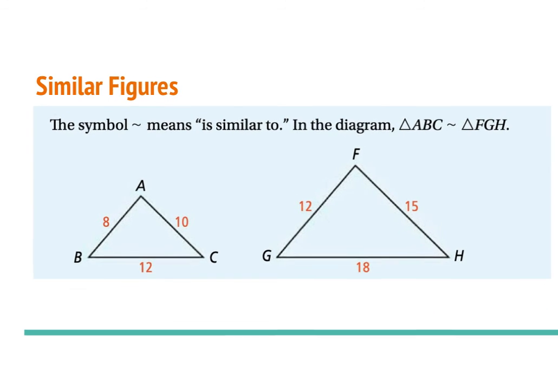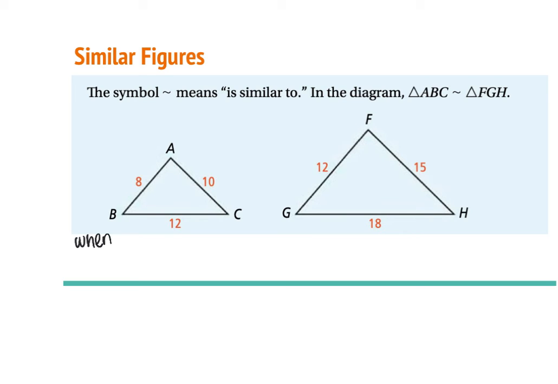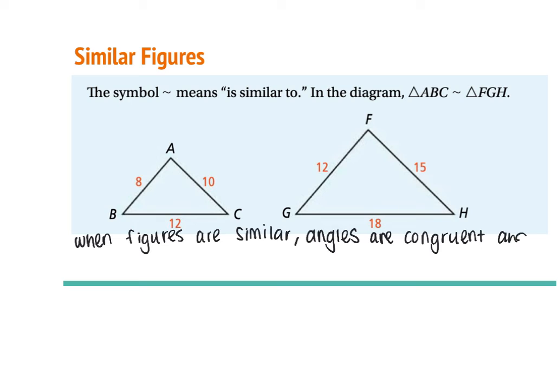Okay, similar figures. The symbol, that little squiggly line, means "is similar to." So in the diagram, ABC is similar to FGH. And when two figures are similar, angles are congruent, and sides are proportional. Okay? Now, you might be wondering, well, what does that mean?